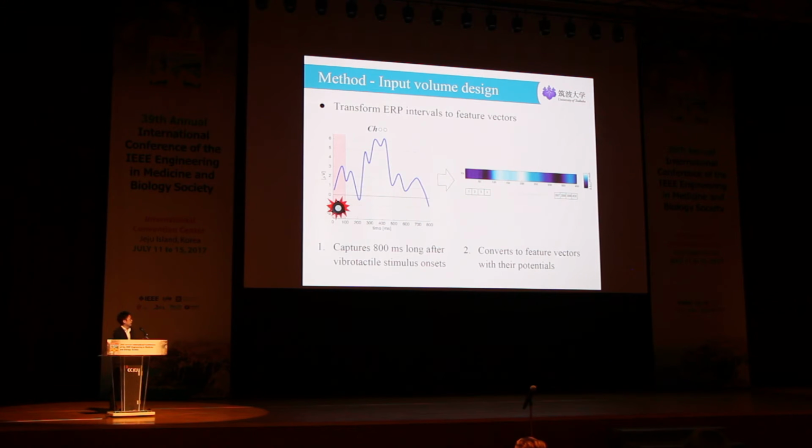So as you can see, in this example, the P300 response can be confirmed around the central area. Then in the feature vectors, those potential values are copied, so we can confirm the strong potentials in the middle of this example.